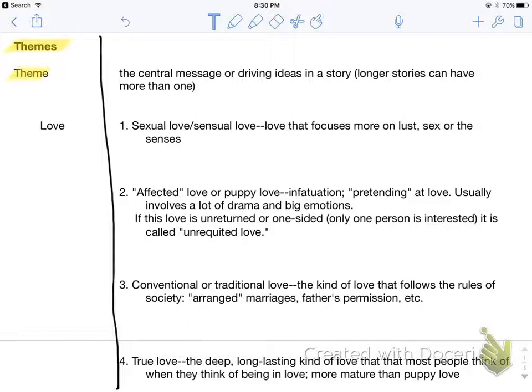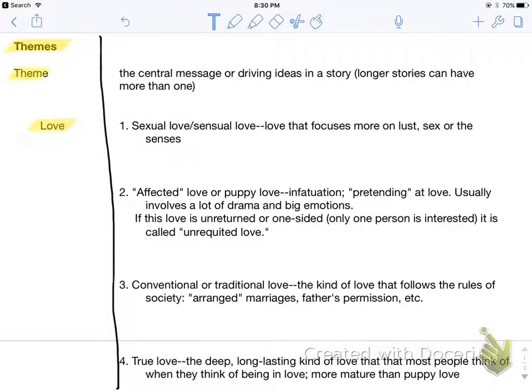Okay, a theme is just the central message or a big driving idea in a story that the reader just keeps bumping up against or running into in some way. Longer stories can have more than one, and Romeo and Juliet certainly does. We're going to talk about 3 in your notes. Okay, so the first one, of course, is love. Romeo and Juliet is a love story, so that would make perfect sense.